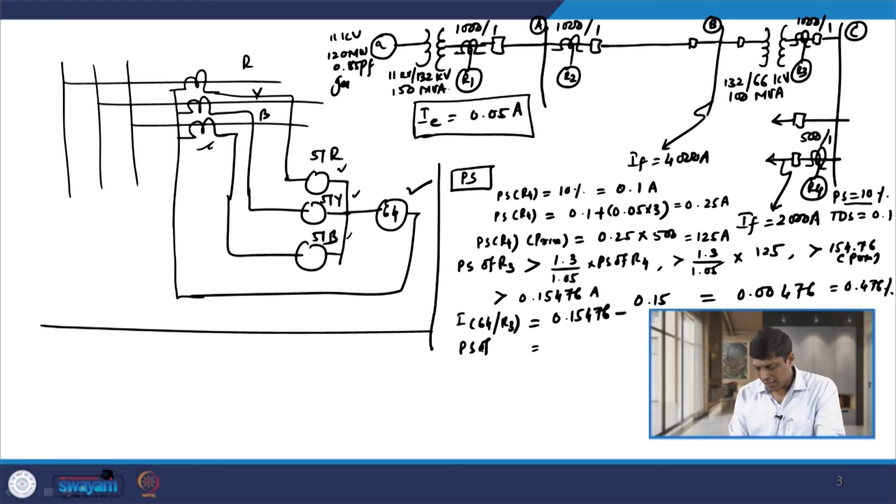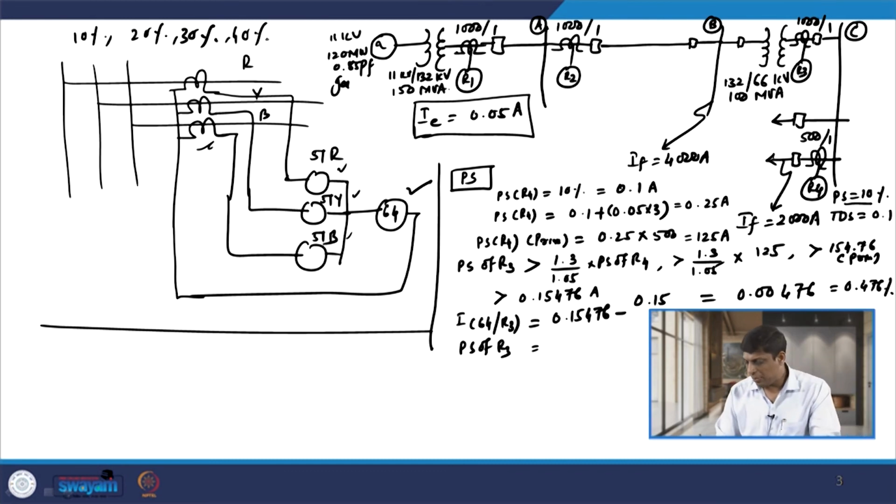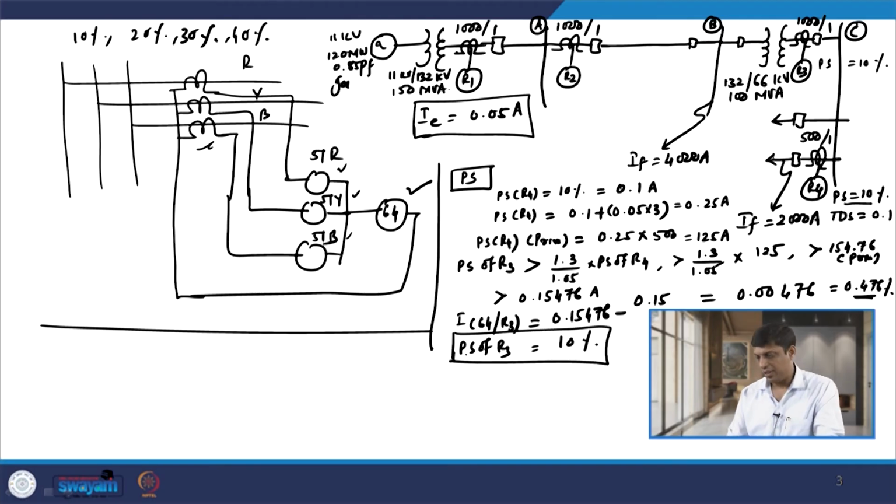Now, the plug setting range available for the ground relays R1, R2, R3, R4 are in steps of 10%: 10%, 20%, 30% and 40%. So, the next available range higher than 0.476% is 10%. So, we can select the plug setting of R3 as 10%. Let us write down the plug setting of R3, that is 10%, right. That is one thing. So, we have decided the plug setting of relay R3.